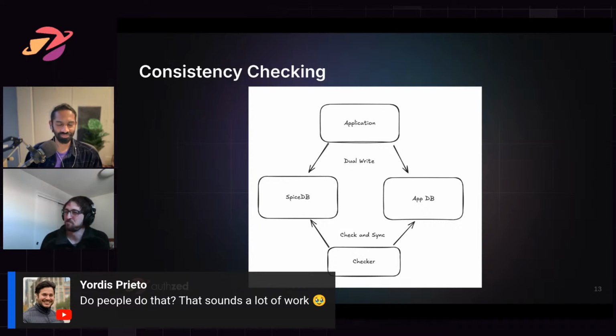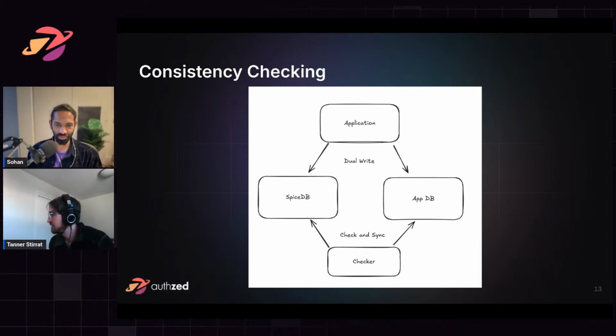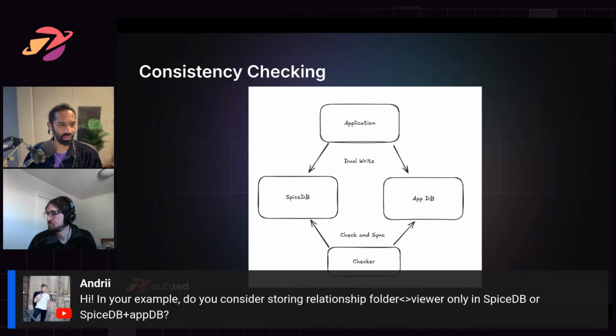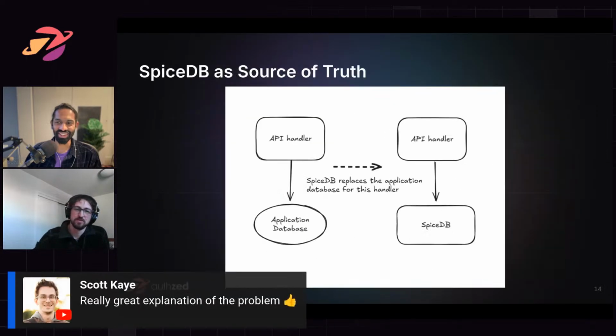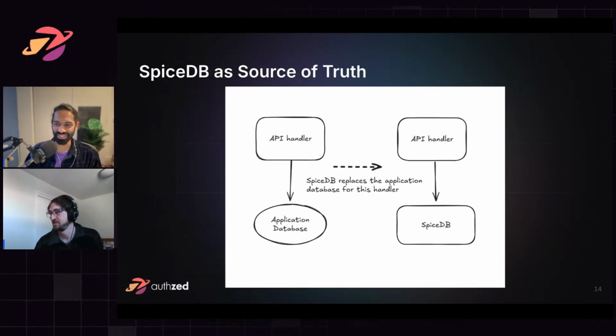So there are other approaches that would work around this, which we're going to talk about as well. We have a question from Andre, who I think is also Andre from our Discord, I assume. Hi, Andre. Thanks for joining in. Do you consider storing relationship folder viewer only in SpiceDB or also in the app database? Wait, that's actually the next one that we'll talk about. So that's a nice segue. Thanks, Scott, for joining in.